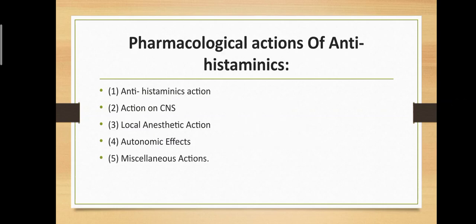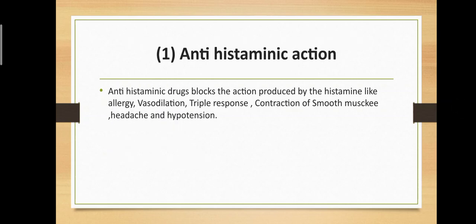Next point, pharmacological actions of antihistaminics. Antihistaminic action, action on CNS, local anesthetic action, autonomic effects, and miscellaneous action. What is antihistaminic action? Antihistaminic drugs block the action produced by histamine, like allergy, vasodilation, triple response, contraction of smooth muscles, headache, and hypotension.